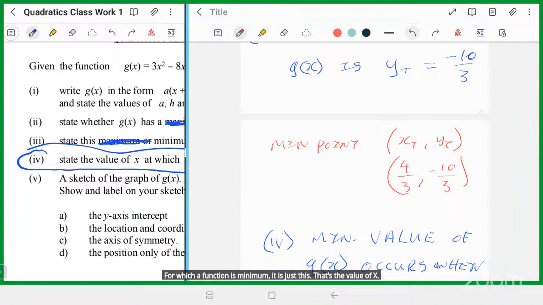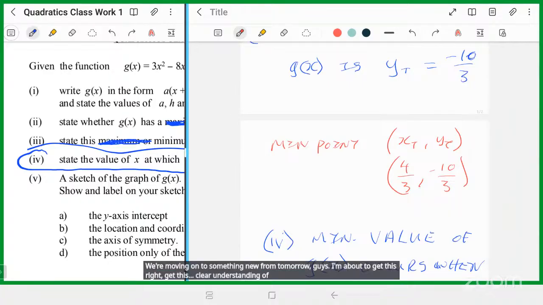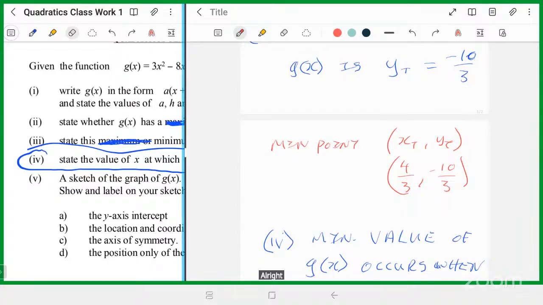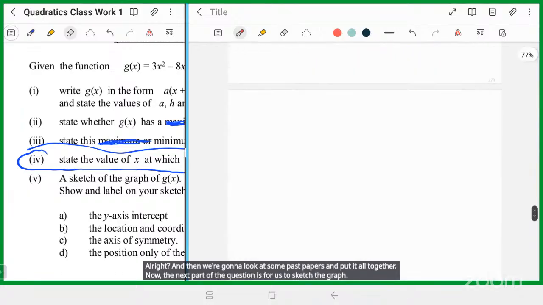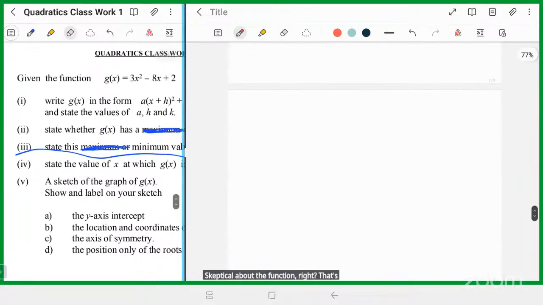All right. You're going to have the video that you can watch back and listen to me say these things over again. Get it right. We're moving on to something new from tomorrow, guys. So we have to get this right. Get a clear understanding of these things. All right? And then we're going to look at some past papers and put it all together. But the next part of the question is for us to sketch a graph. Sketch a graph of the function, right? That's what this part is about.